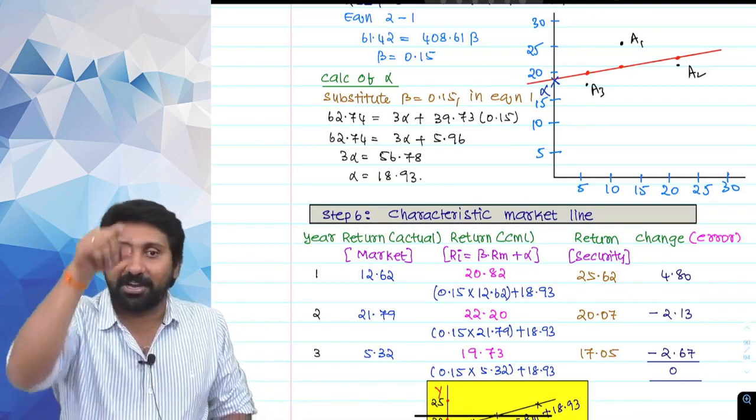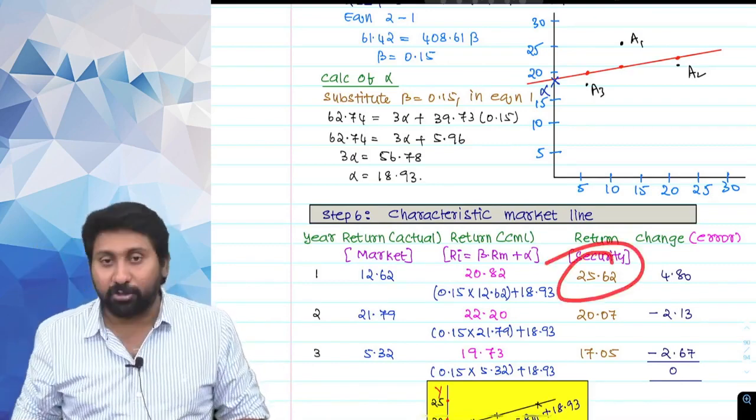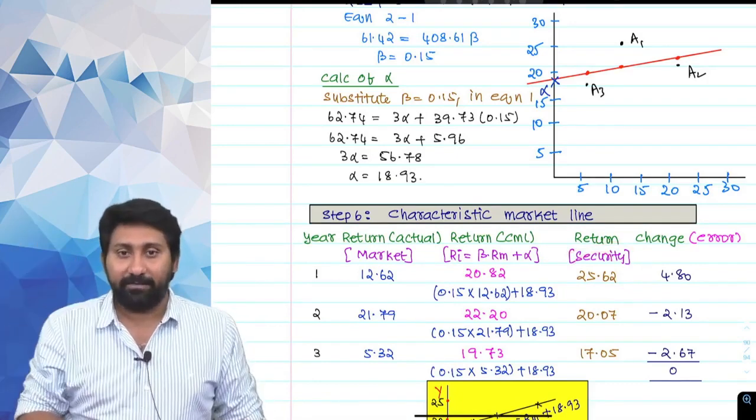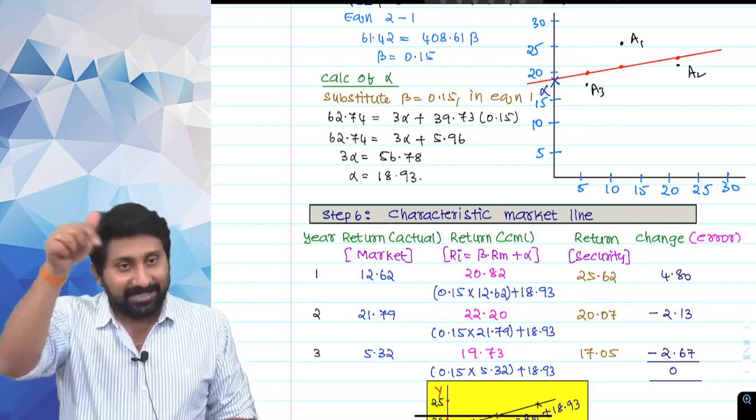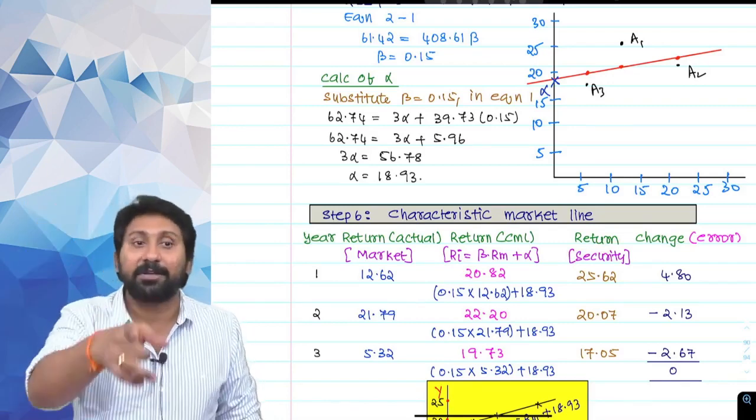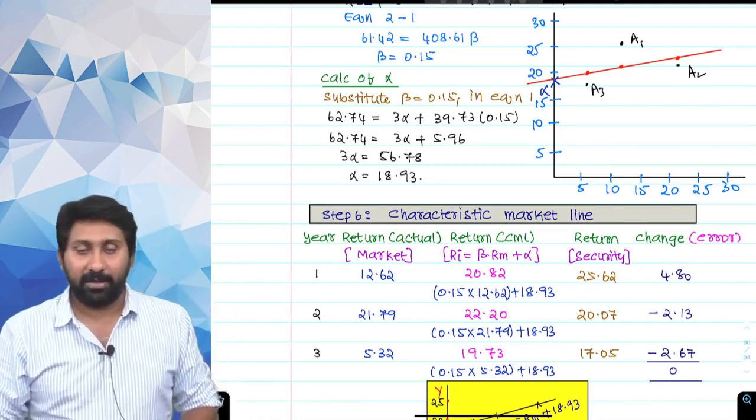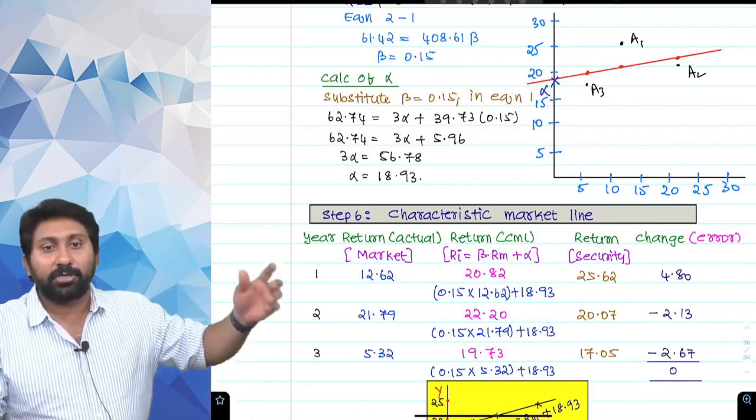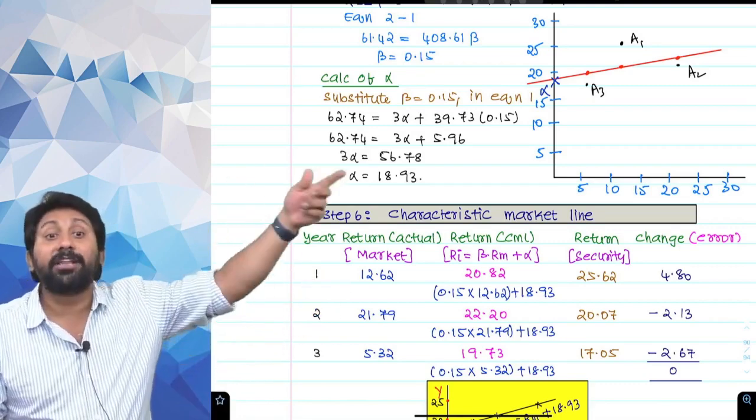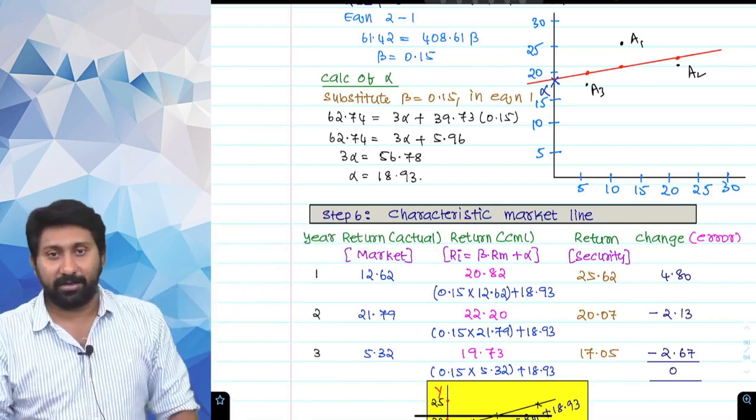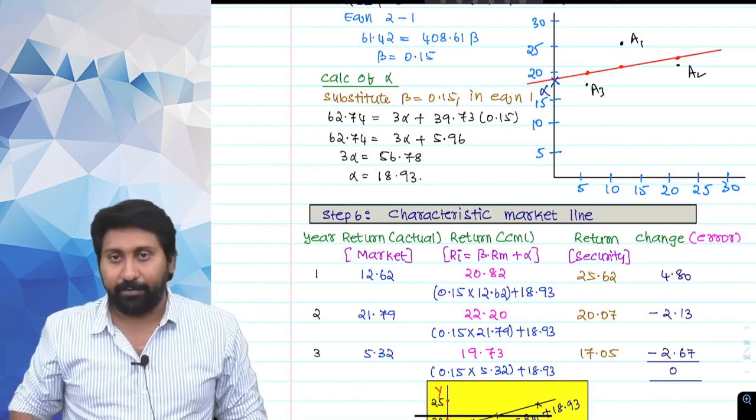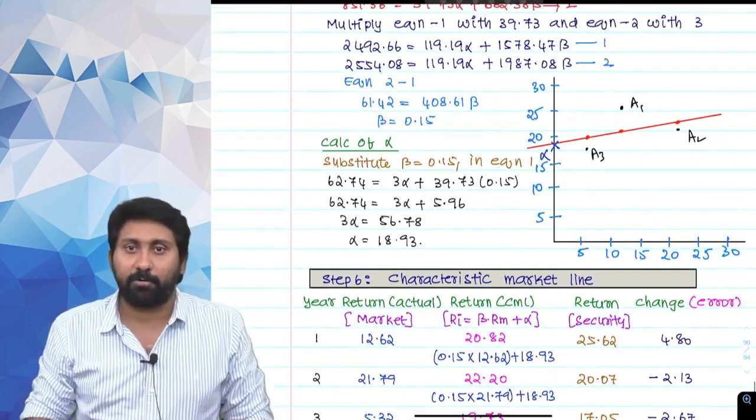But in this 25.62, what is there? Systematic return and unsystematic return, both are there. That means you are taking systematic market on the x-axis, but you are trying to analyze unsystematic also. That's why they are not fitting into a straight line. To fit into a straight line, you should establish the relation between the security return and the market. So therefore, we calculated a straight line equation. Hope everyone understood the logic behind the Sharpe model clearly.